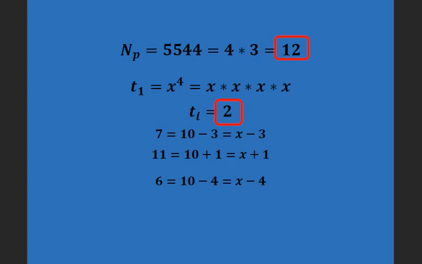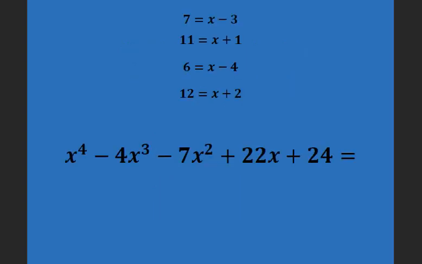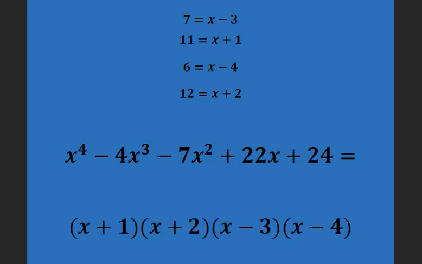N sub p is equal to 4 times 3, which in turn will be equal to 12, and t sub I lacks only 2. A factor that satisfies the 2 conditions is n sub p equals 12, which arithmetically equals 10 plus 2, and algebraically equals x plus 2. Then as a result, x to the 4 minus 4x cubed minus 7x squared plus 22x plus 24 will be equal to x plus 1 multiplied by x plus 2 multiplied by x minus 3 multiplied by x minus 4.